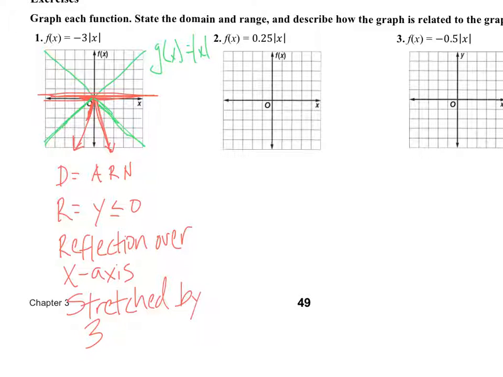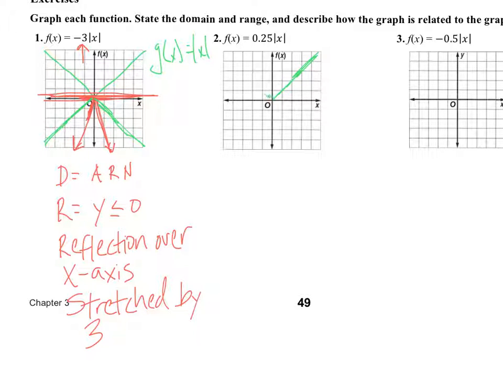All right, that is not a coincidence. Whatever number we see right here, that's always the number that our graph will get stretched or shrunk by. Right? A stretch means it gets closer to the y-axis. If it is a shrink, it gets closer to, you guessed it, the x-axis.